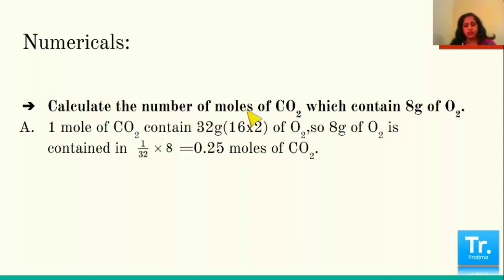calculate the number of moles of CO2 which contain 8 gram of oxygen. So every time I will be always talking about what I had taught you in the previous video. So whenever we are finding the molar mass, what are we doing? 12 of carbon and 16 into 2 of oxygen. So I know that in 1 mole of CO2, how much of oxygen do I have? 32 gram. I have written exactly same here. 1 mole of CO2 contains 32 gram. How? I have shown it, 16 into 2, 32 gram of oxygen. So this can imply that 32 gram of oxygen is contained in 1 mole of CO2. So 8 gram of oxygen is contained in 0.25 mole of CO2.